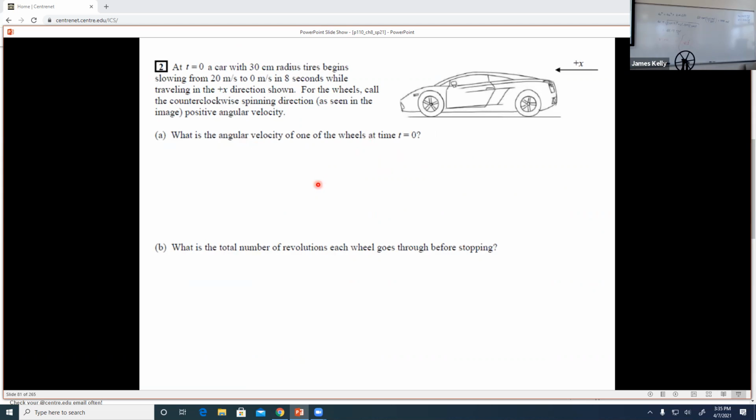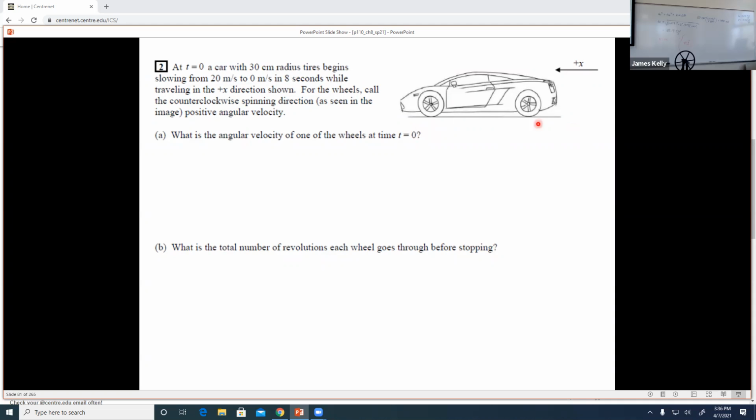So here, problem number 2, which we're going to work on now, and I'm not going to do this one together, so you can just start working on it. Here's a car. It's got 30 centimeter radius tires. That sounds kind of small to me. I just make up these numbers, 30 centimeters, that's about this big. That would mean the car is probably not a typical race car. Who knows, maybe Indy cars are like that. It begins slowing from 20 meters per second to 0 meters per second. So it hits the brakes and it takes 8 seconds while traveling in the plus x direction.